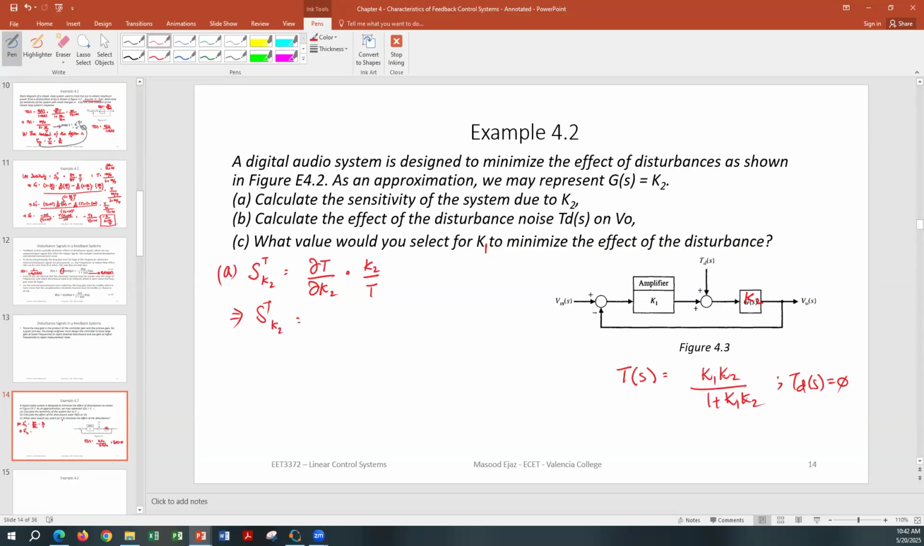You have derivative of the numerator, which will be K1, times denominator 1 plus K1 K2, minus derivative of the denominator, which is again K1, times the numerator K1 K2, divided by 1 plus K1 K2 square, times K2 over K1 K2. K2 cancelled out. This will be cancelled out by 1 power when we take this in the numerator.